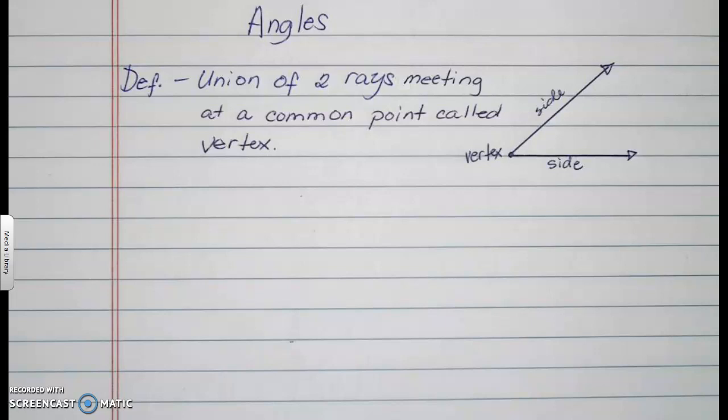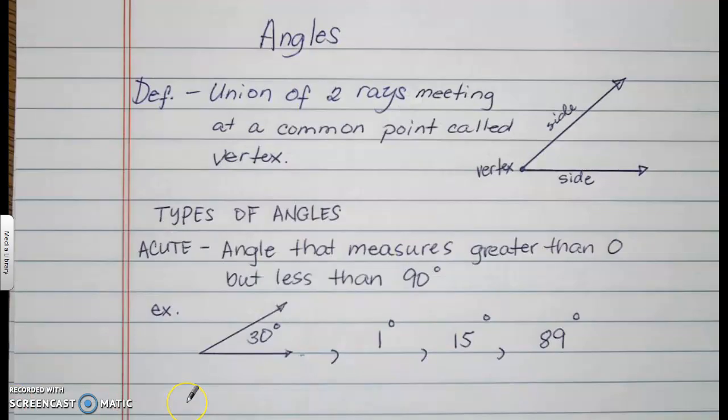Today we're going to discuss angles. The definition of an angle is the union of two rays meeting at a common point called the vertex. This is an example of an angle. The two rays are the sides, and the intersection point is called the vertex. Now let's go to the types of angles.